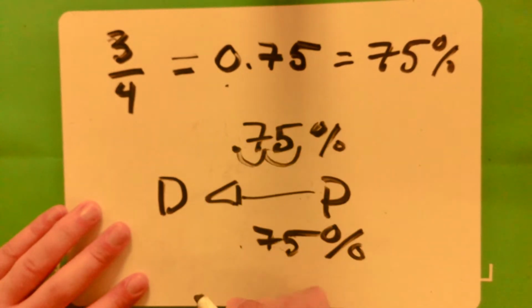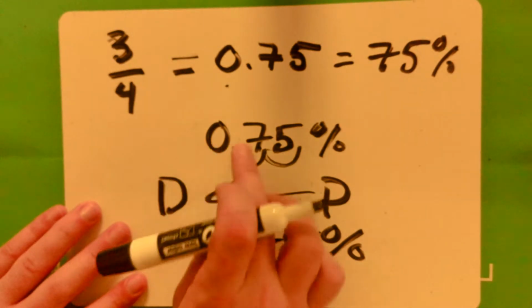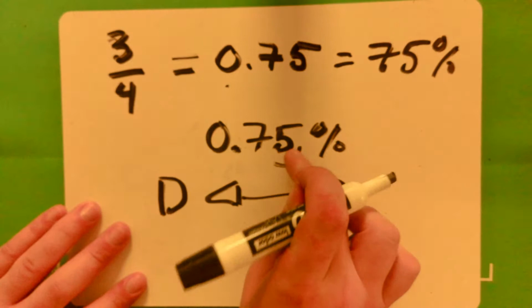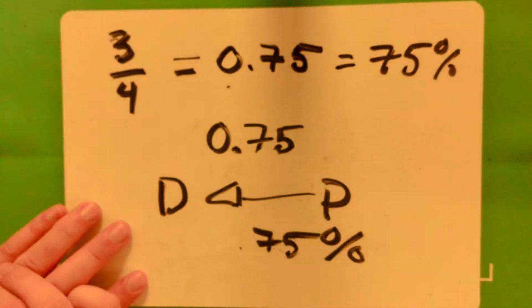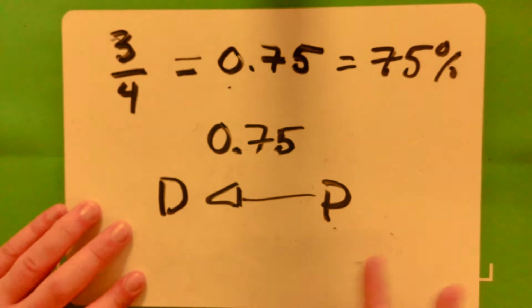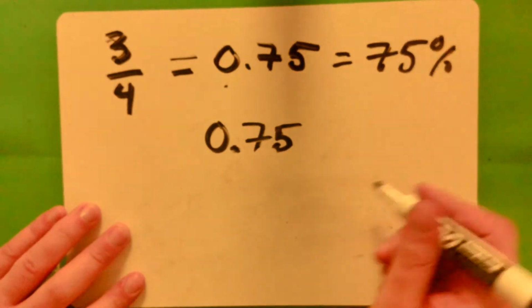Our decimal now goes here. Because we have a decimal, we need a 0 in front, because there's no number in front of it. We can erase these lines now. The decimal's got to stay there, though. Erase these lines, erase the percentage symbol, and there we go. We're back to our decimal of 0.75. So when we go from decimal to percent, it's 2 to the right.